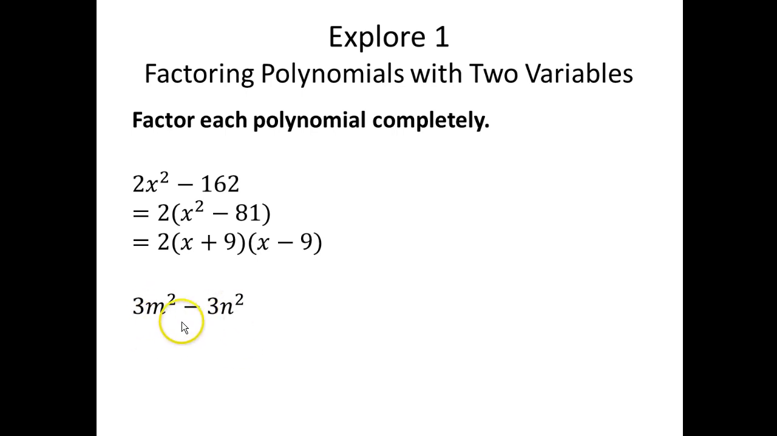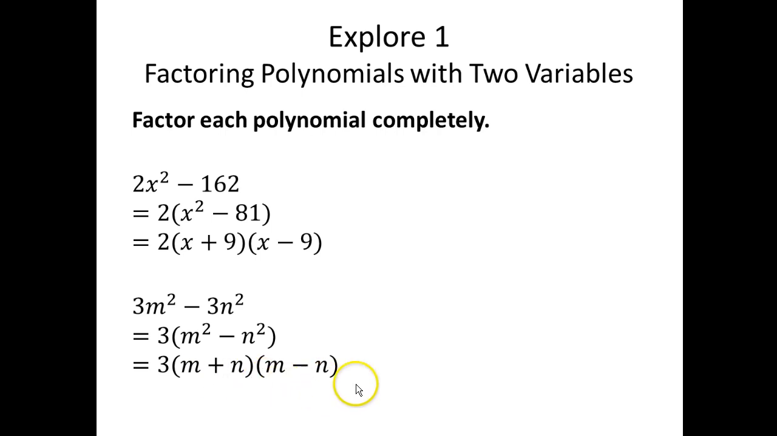Notice that they both have a GCF of 3, so I factor that 3 out. Once again, I have a difference of squares. I have m squared minus n squared, so I can factor this as 3 times the conjugate pairs m plus n times m minus n.